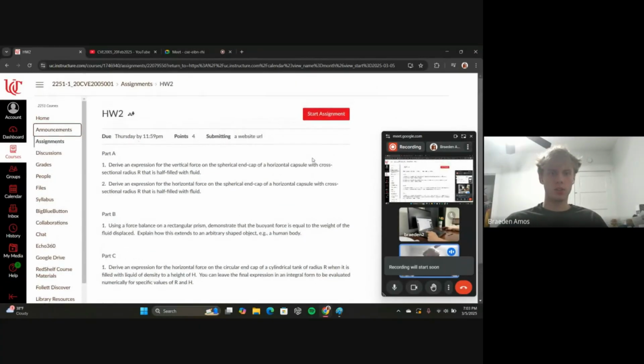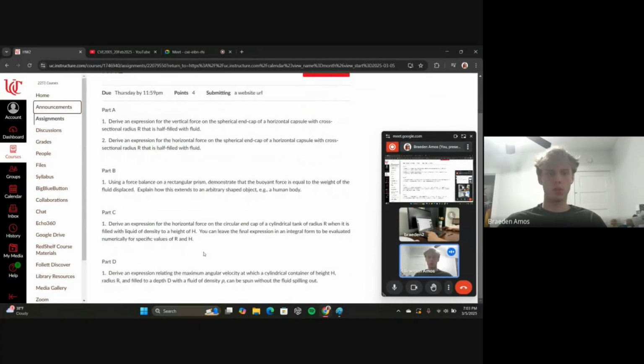All right, this is homework 2, part D. So this one is to derive an expression relating to the maximum angular velocity at which a cylindrical container of height h, radius r, and filled to depth b with a fluid of density rho can be spun without the fluid spilling out.